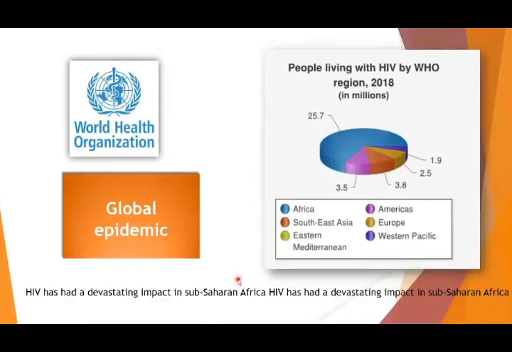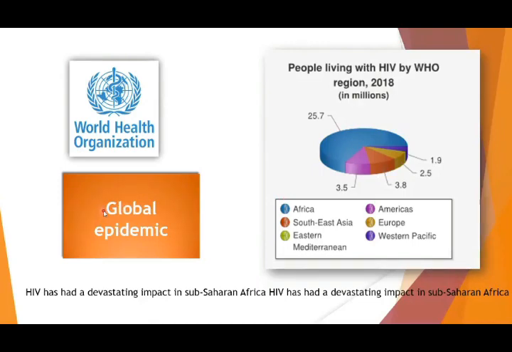According to the figures raised by the World Health Organization, most of the world's HIV infection lies in Africa, at about 25.7 million. So Africa has the largest portion of the global HIV epidemic, followed by Southeast Asia, which is about 3.8 million. Then 3.5 million lies in the Americas, South and North America, followed by the Eastern Mediterranean. Then the lowest region is the Western Pacific. So these are the figures raised by WHO in 2018.